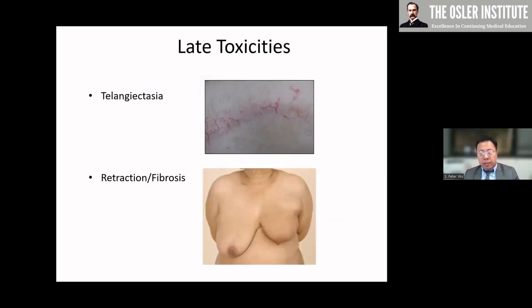Here are some late toxicities, retraction and fibrosis in the left breast in this woman, as well as telangiectasias. These can be treated with post-laser therapy with your friendly local dermatologist. This can be treated with a reduction procedure with your plastic surgeon.